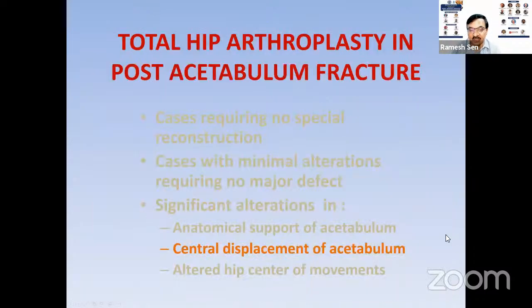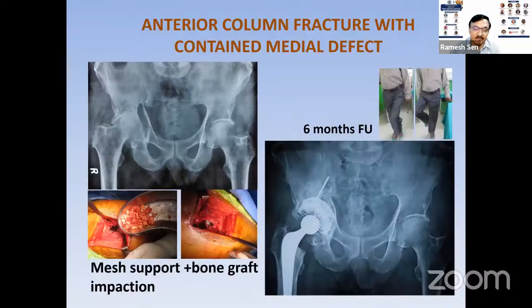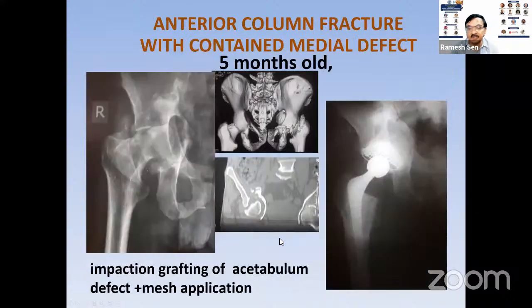Now we look for the cases which have a medial displacement, meaning basically, when we say an acetabulum, the anterior column displacement as a part of ABC displacement, which has been neglected. Now, this was a 6 month old injury. So you cannot get that kind of a reconstruction. So we just put a lot of graft inside, put a mesh to hold that graft, and then we were able to do this cemented cup replacement here.